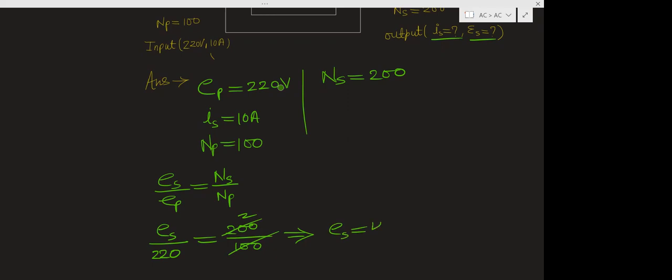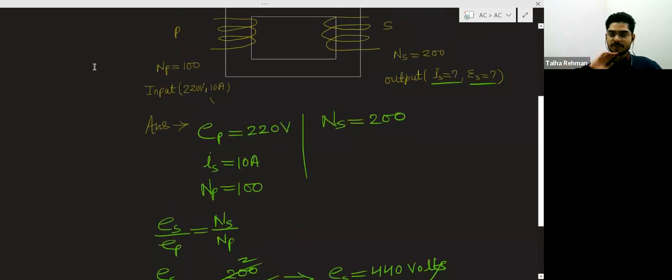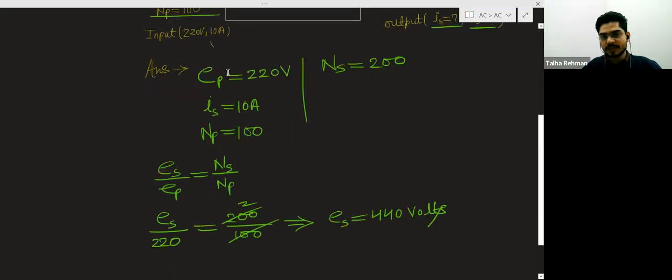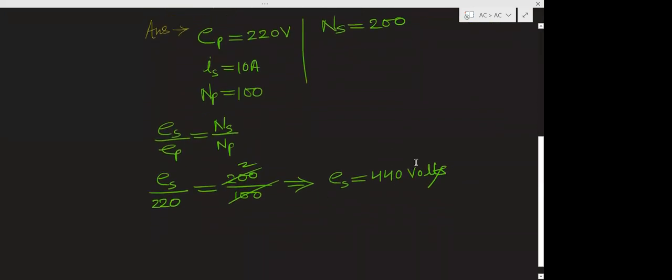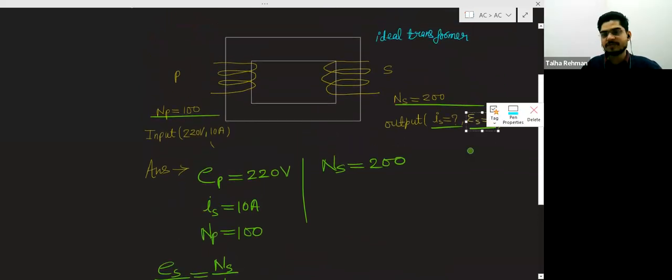ES is 440 volts. So can you tell me which type of transformer is this? Step down or step up? Step up. Also, you can see from the voltage: input voltage is less, output voltage is more. So we have calculated this ES. Now IS we want to calculate.